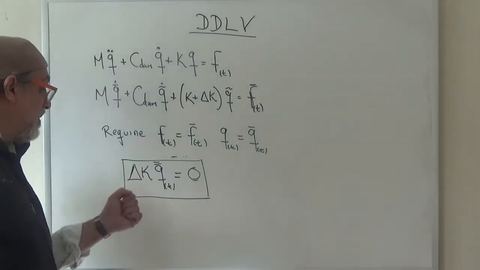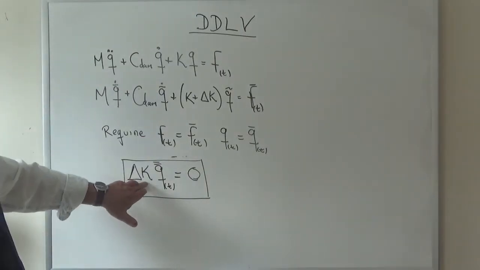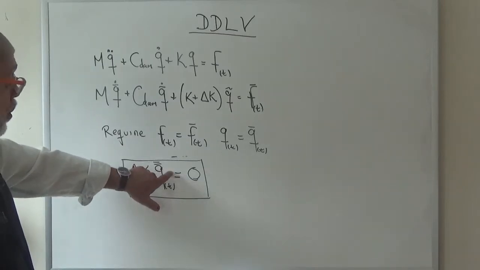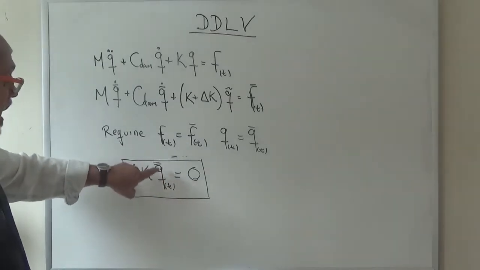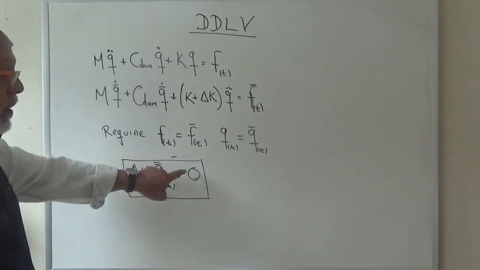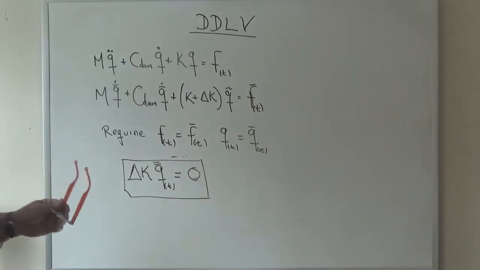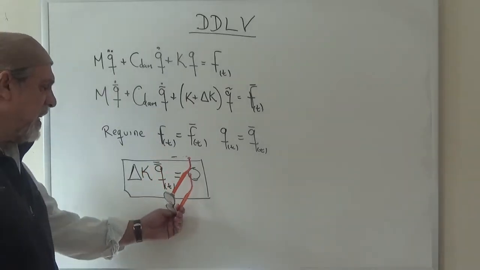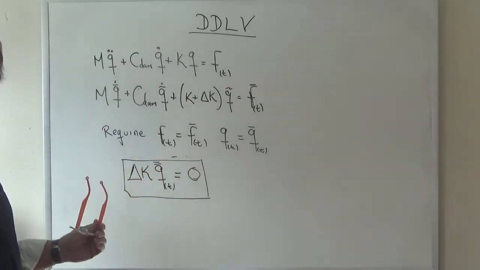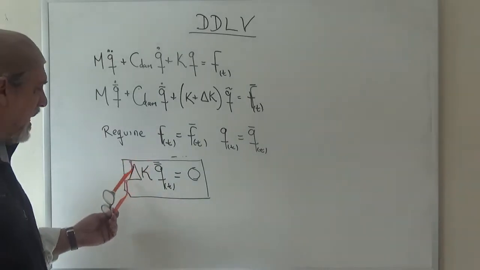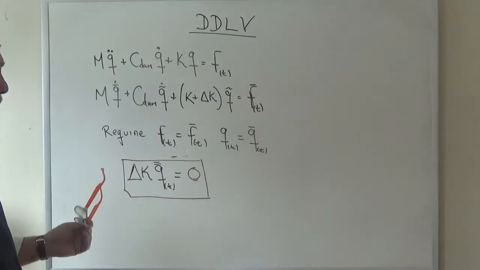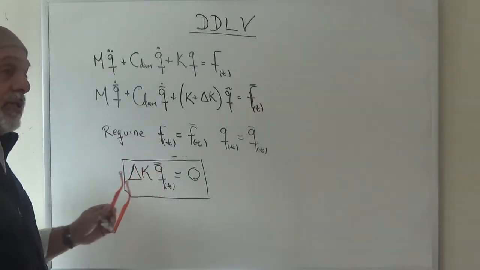The change in the stiffness matrix therefore must be rank deficient, right? Because if this was full rank, there would not be the possibility of having vectors that times delta k were 0. By definition, a matrix can be multiplied by something and get 0 only if it's rank deficient, right? So delta k, that is the change in the stiffness due to the damage, must be a rank deficient matrix for this to be possible, okay?